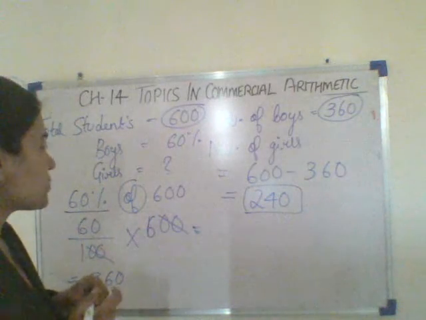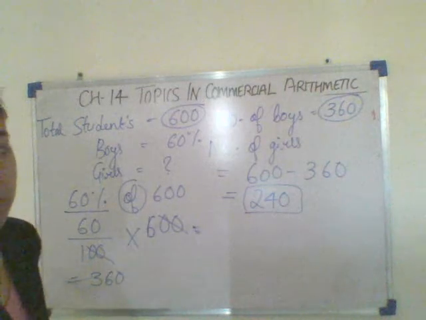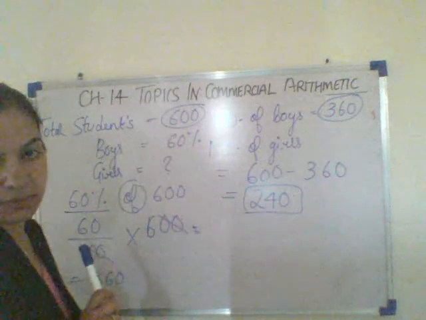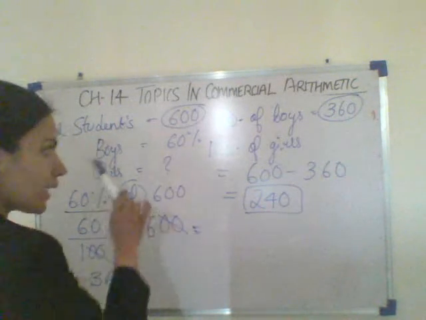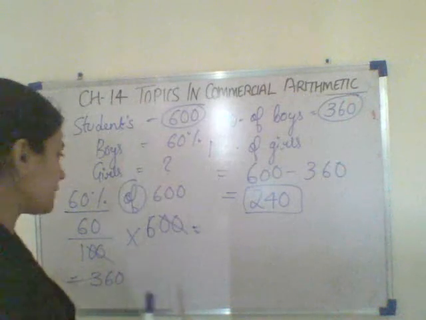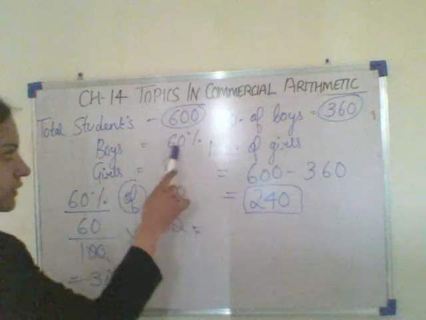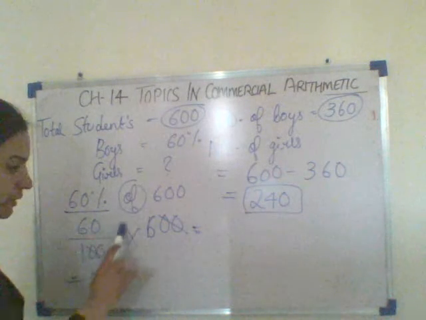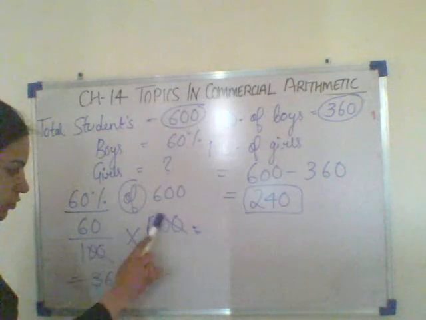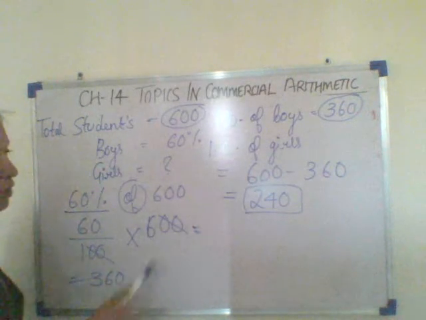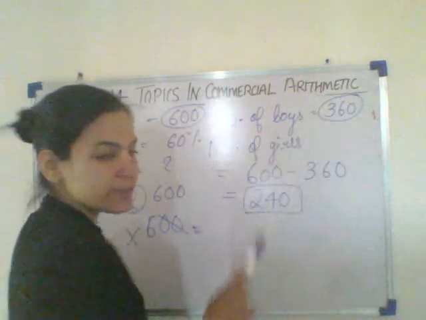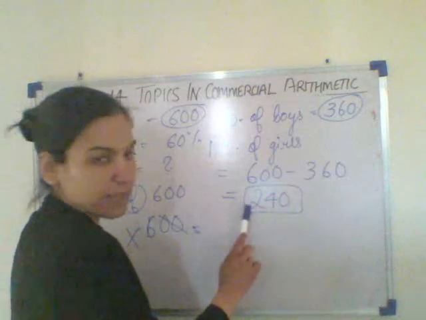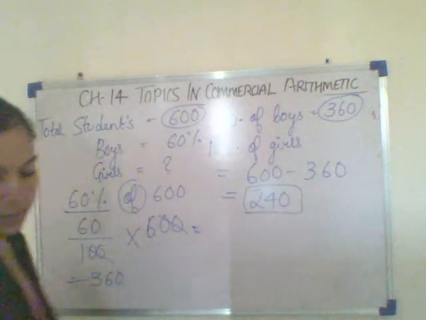So let us revise this question again. What is given in the question? In a school, total number of students is 600. Of this, boys are 60%. The number is not given. We only know that the boys are 60%. How many girls are there? So 60% of 600. 60% means 60 upon 100. Of means multiply by 600. So this 00 got cancelled. We got 360. So the number of boys in the school is 360. So how many girls will be there? 600 minus 360. That is 240 girls are there in the school.